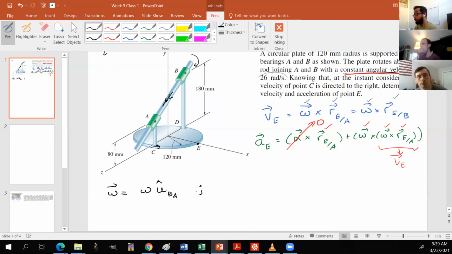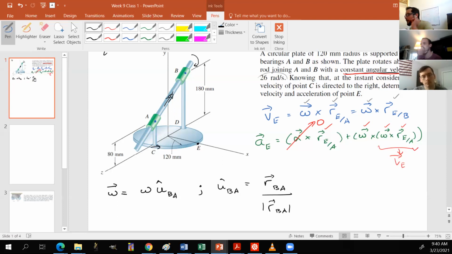You should know how to find this. U_BA is just equal to your position vector R_BA divided by, well, no, BA is in this direction. So let's just keep it constant, whatever. I keep confusing the issue, it doesn't matter. Math is easier for me than drawing stuff out. R_BA like that.